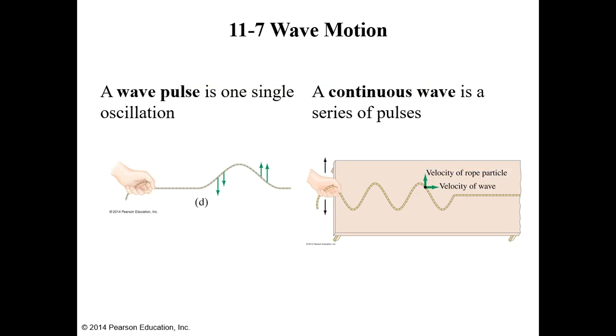Now, we need to define two different types of waves that we are going to look at in this video. The first is a pulse. A pulse is one single set of oscillations, meaning you have your rope in equilibrium, and then you have a disturbance, and it comes back down, reaches equilibrium, and stays there. That is a pulse. But a continuous wave would be a series of pulses at regular intervals.